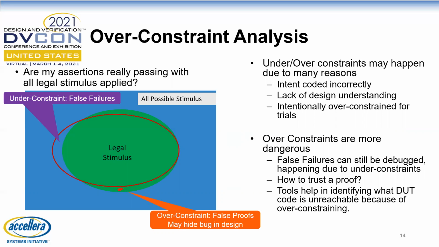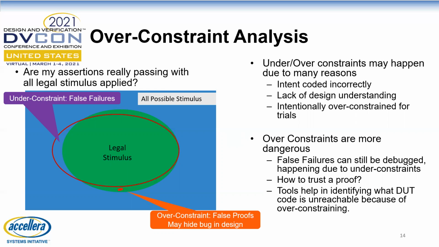However, under constraints are generally considered relatively safe because they will always result in false failures. If I do under constraining, ultimately I will get a false failure and I will have to add more constraints to make my property proven. On the other hand, over constraints are generally considered more dangerous because we may get a proven property which has not covered certain scenarios because of over constraining. As you can appreciate, these are more dangerous scenarios.